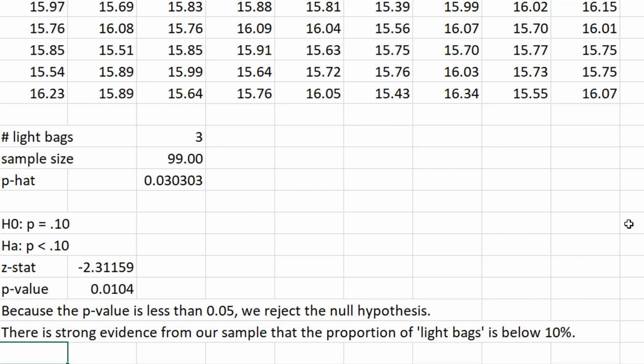So we reject the null hypothesis. There is strong evidence from our sample that the proportion of light bags is below 10%. So if the proportion of light bags were actually 10%, there would be only a 1% chance, roughly, that we could sample 99 bags and get results kind of like this. It's far more plausible that the true proportion is lower than 10%. That's the idea of this conclusion that we've made.